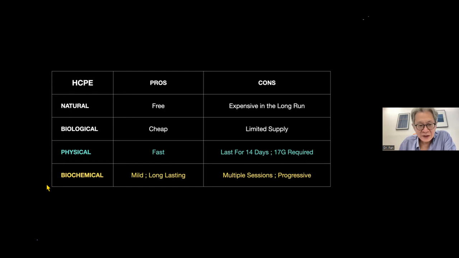And lastly, our method has some advantages because it's a mild and long-lasting procedure. But the setback is it requires multiple clinical visits. And the effect is not as fast as the physical way of doing this. And the results are progressive, okay?